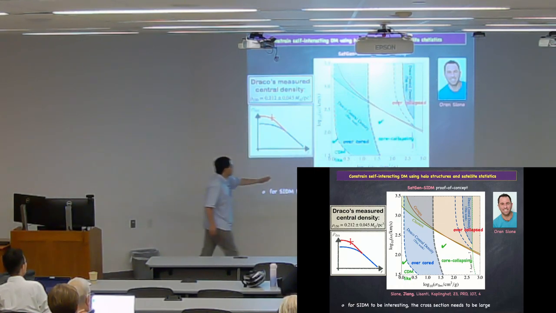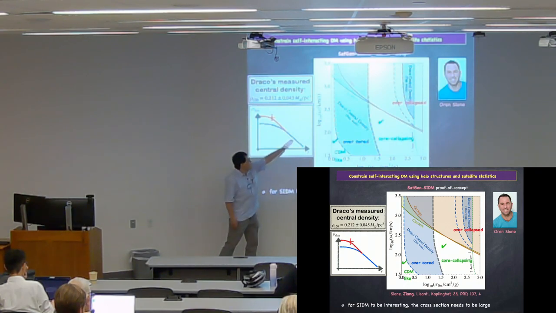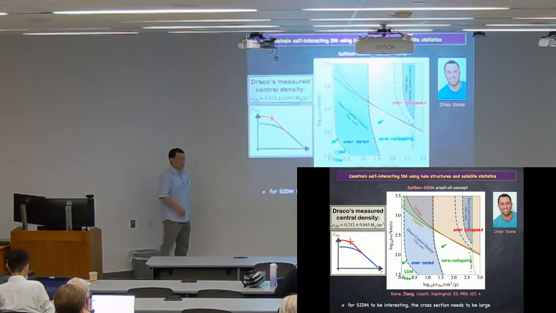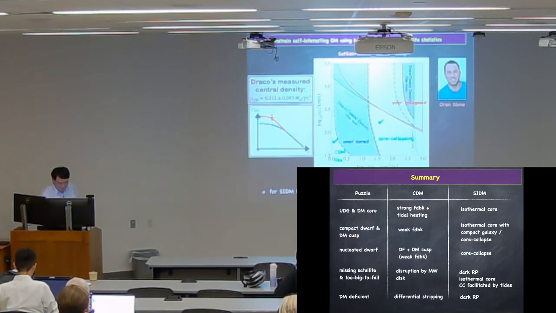This blue band, where you have the intermediate cross section, gives you overcoring in this isothermal coring stage. In the upper right corner, you are well into the short mean free path or the core collapse regime. So the density would be too high.